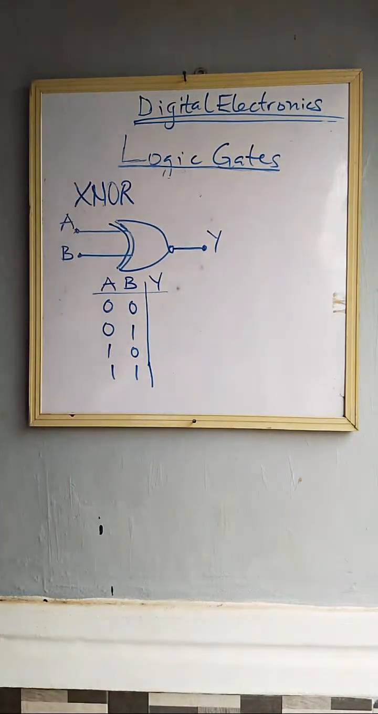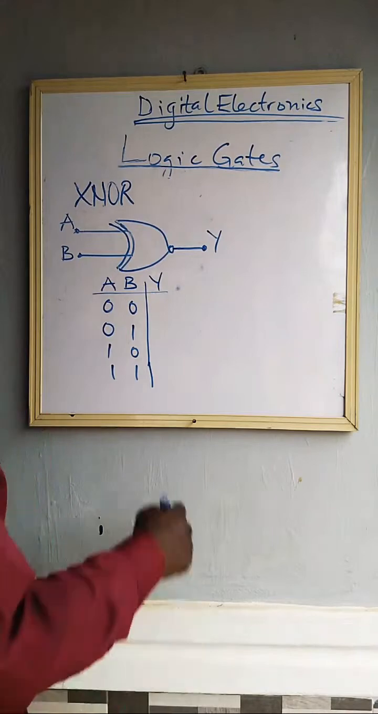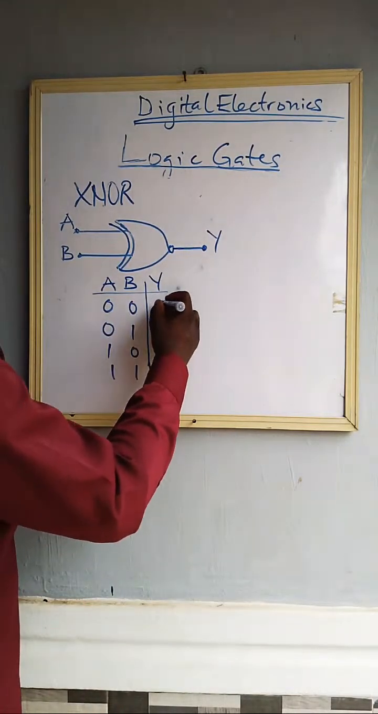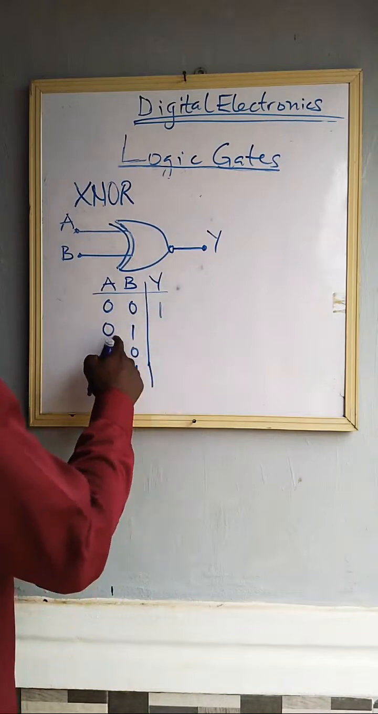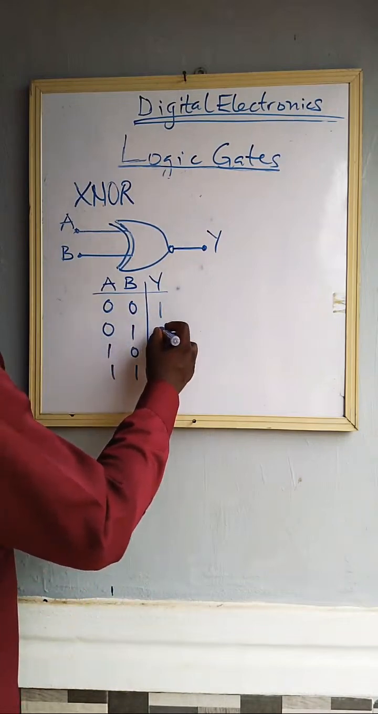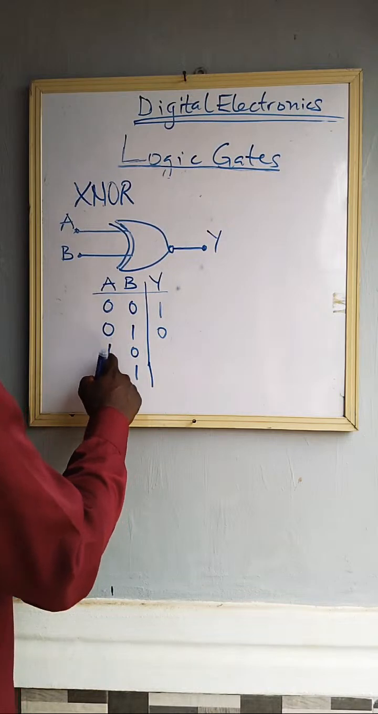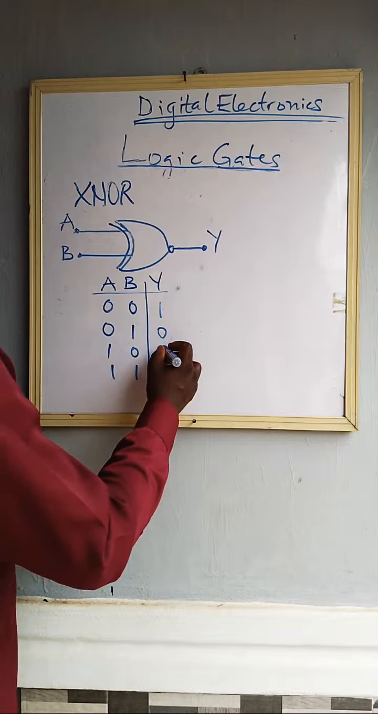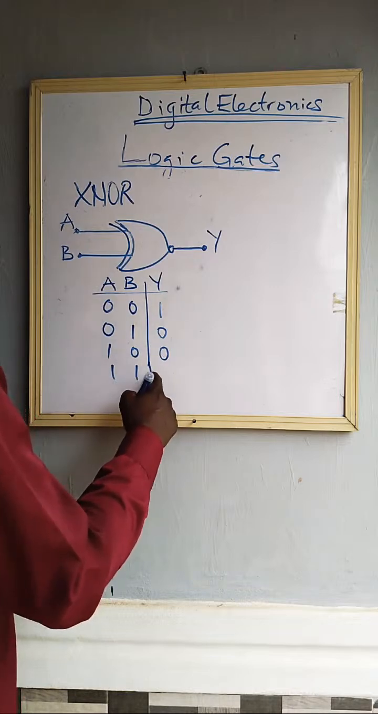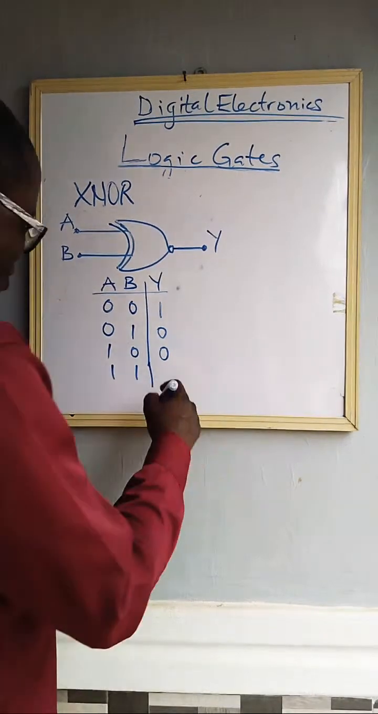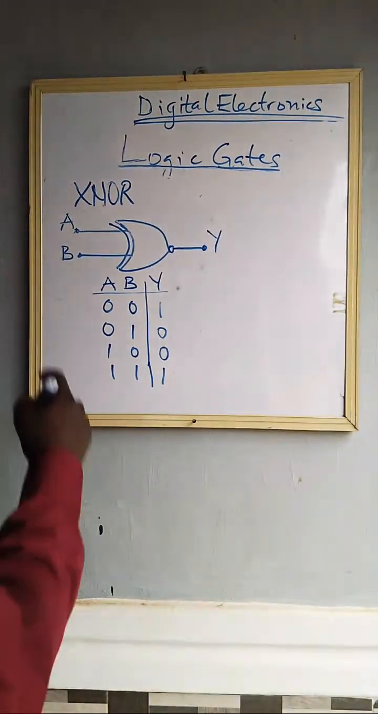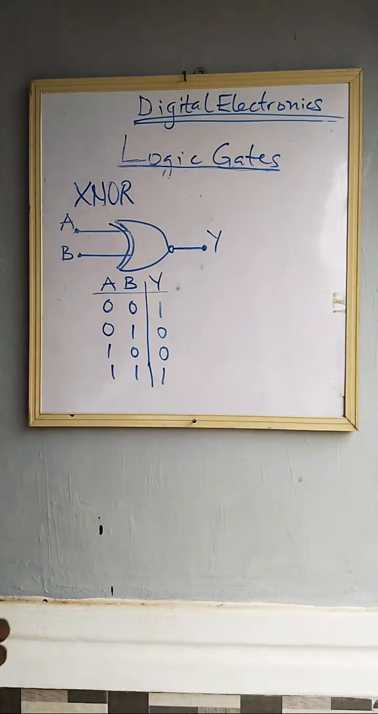For the ordinary NOR gates, what we have is this. When both of them are 0 and 0, you have a 1. 0 and 1, we have a 0. Okay? 1 and 0, we have a 0. Then 1 and 1, we are supposed to have a 0. But right now, we are going to have a 1 because this is an XNOR gate. That is the XNOR gate. Okay?